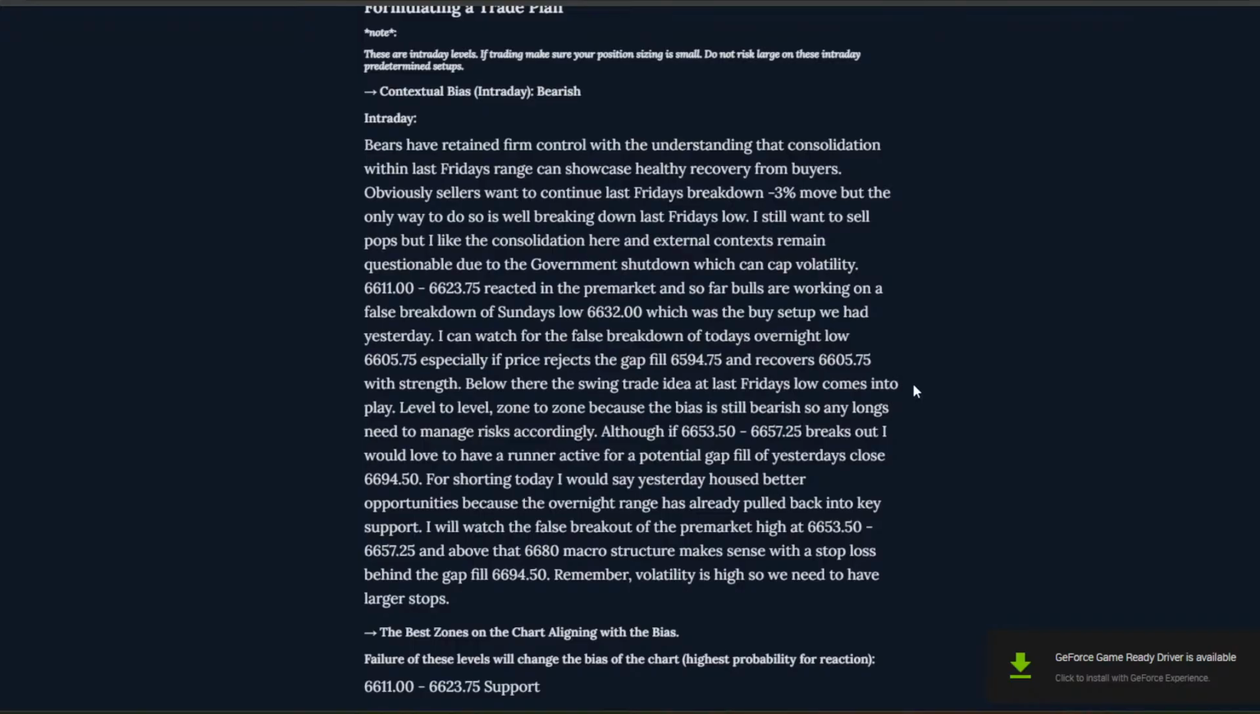If you instead wanted to just buy the gap fill straight up, that's completely fine. But for today specifically, let's just focus on the false breakdown setup.